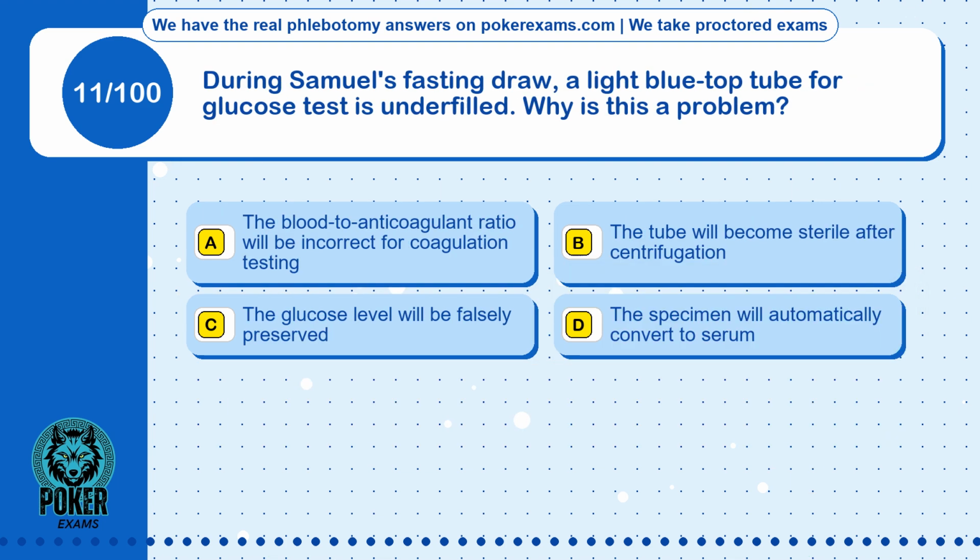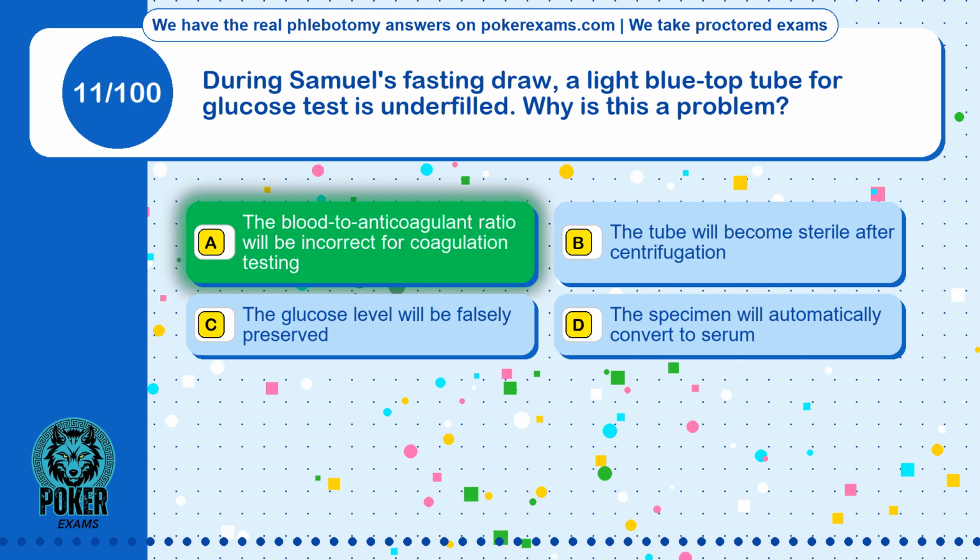Question 11. During Samuel's fasting draw, a light blue top tube for glucose test is underfilled. Why is this a problem? Option A. The blood to anticoagulant ratio will be incorrect for coagulation testing. Option B. The tube will become sterile after centrifugation. Option C. The glucose level will be falsely preserved. Option D. The specimen will automatically convert to serum.